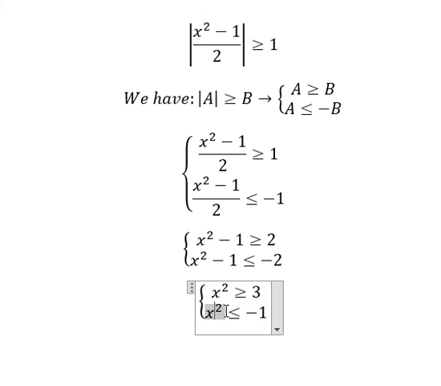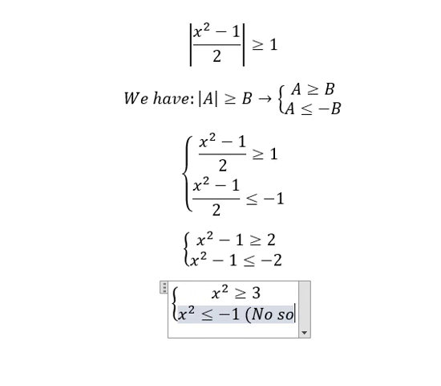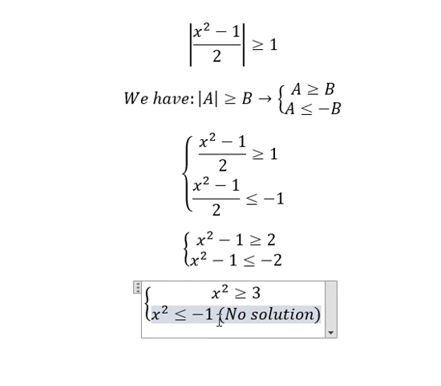But we know that S square, this is an even power. Even power, they provide a positive number. So that means this one, we don't have a solution, because this one is negative, but this one is positive. That's why we don't have a solution for this one.